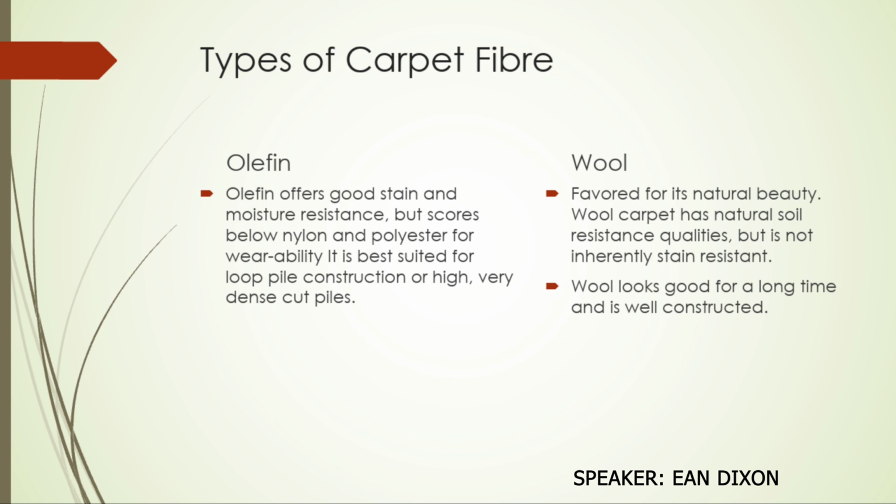Olefin. Olefin offers good stain and moisture resistance, but scores below nylon and polyester for wearability. It is best suited for loop pile construction or high, very dense cut piles. Wool. Favored for its natural beauty, wool carpet has natural soil-resistant qualities, but is not inherently stain-resistant. Wool looks good for a long time and is well constructed.